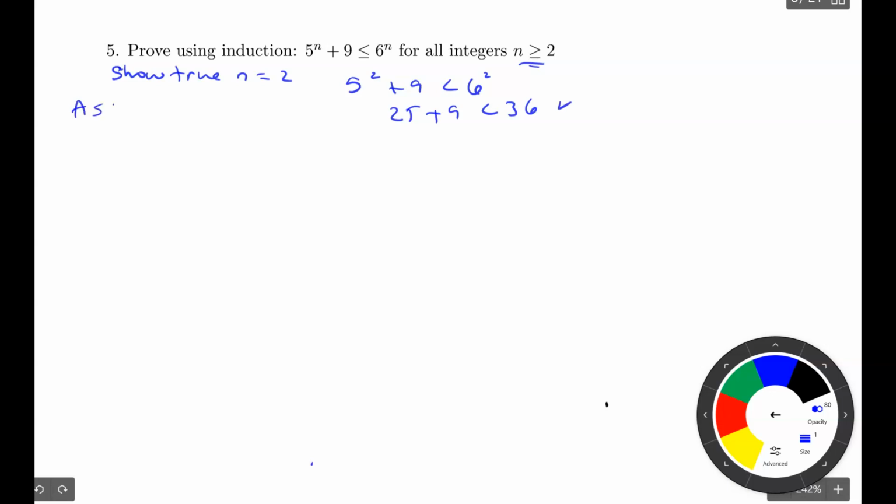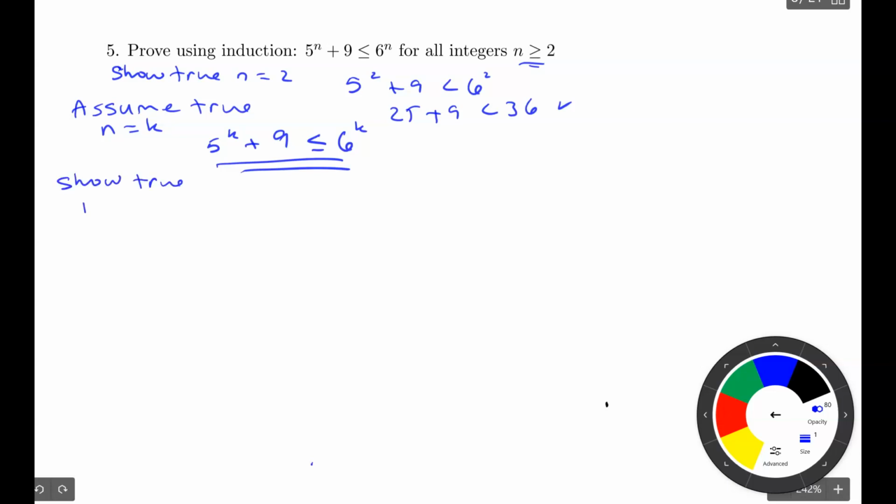Okay. So I'm going to assume true for n equal k. So I get 5 to the k plus 9 is smaller than or equal to 6 to the k. Again, make sure you know you're going to use that. So I'm going to show true for n equal k plus 1. So 5 to the k plus 1 plus 9 is smaller than or equal to 6 to the k plus 1. Okay.